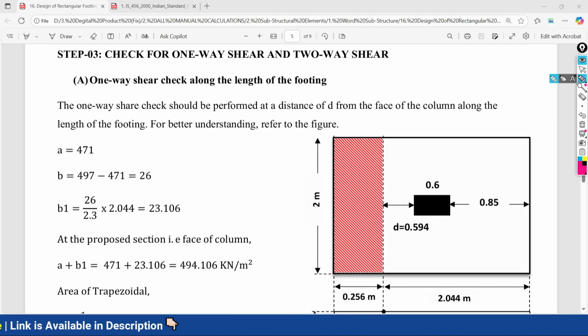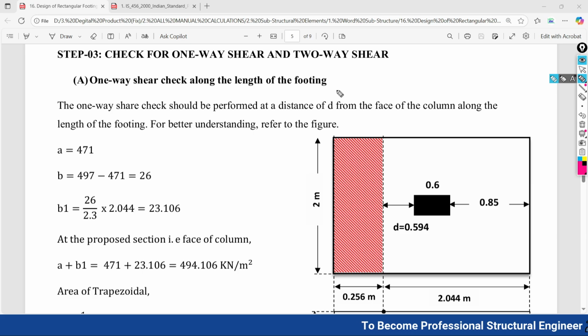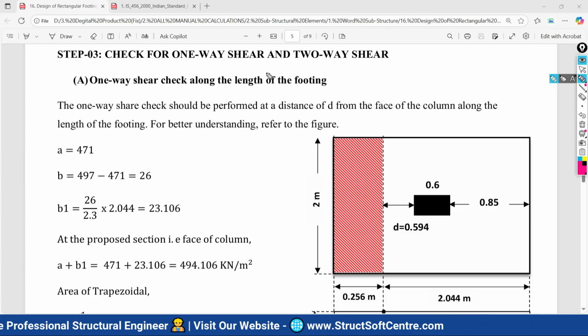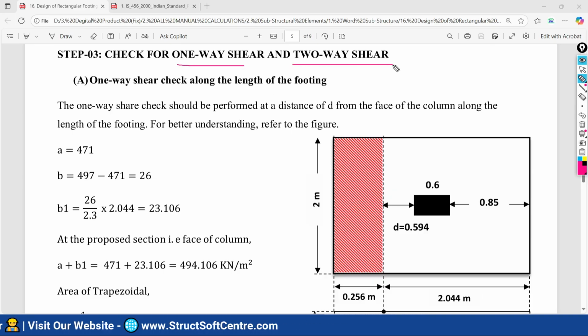After the complete design for the flexure, now the next step is that we have to do the check for one-way shear and two-way shear. So basically whatever the size of the footing as length and width and depth of the footing and the reinforcement that we have provided, we have to check whether all that designs are safe or not in respect of the shear demand. So that's why we need to perform the one-way shear check and two-way shear check.